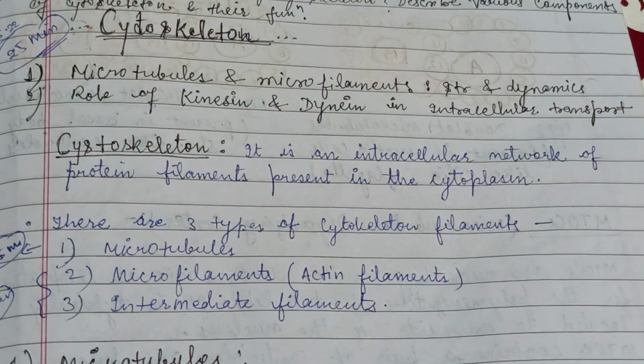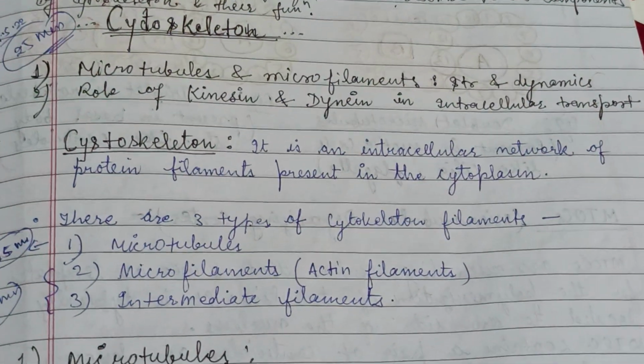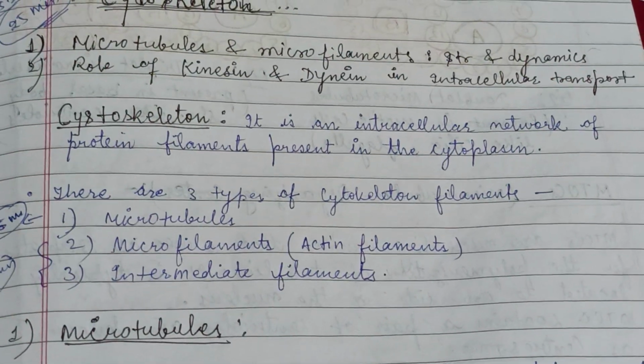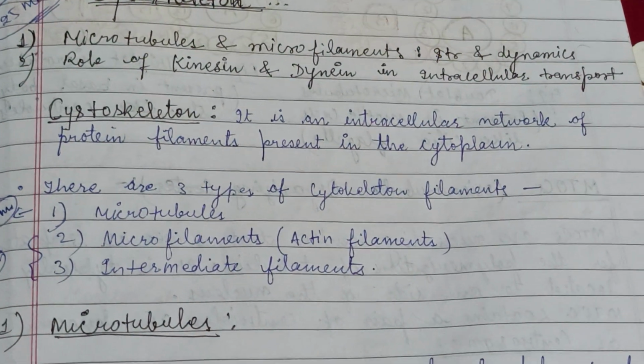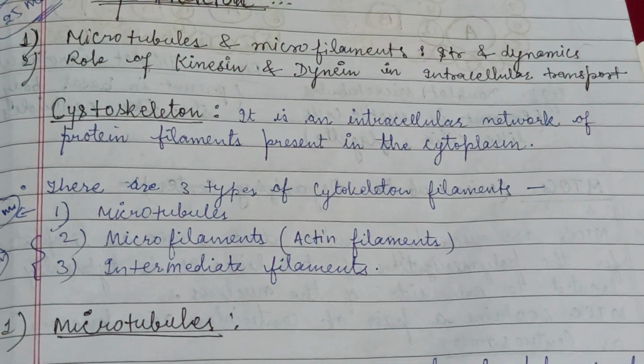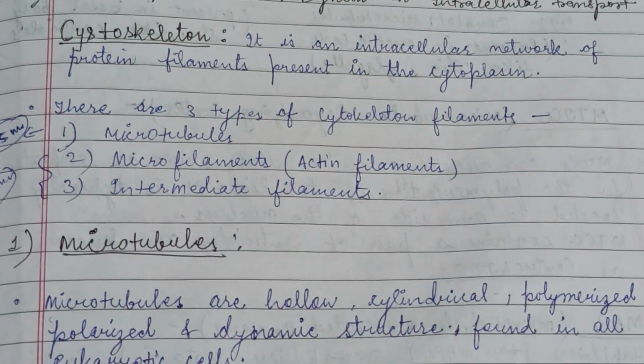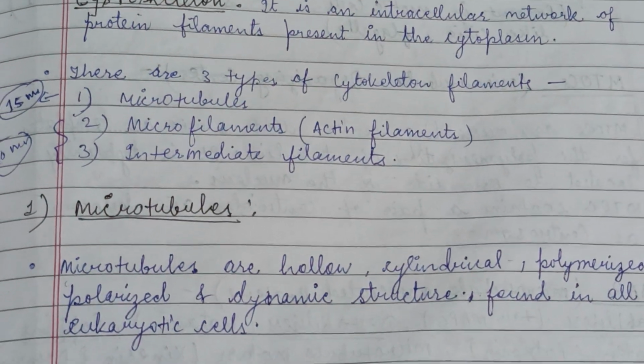Friends, this video carries a short description about the cytoskeleton. It is parted into two: microtubules and the microfilament structure and their dynamics, and the role of kinesin and dynein in intracellular transport, which we will see in the next video. The cytoskeleton is an intracellular network of protein filaments present in the cytoplasm.